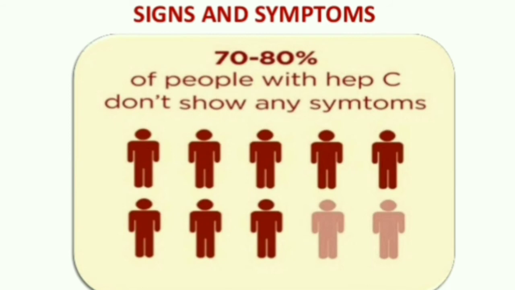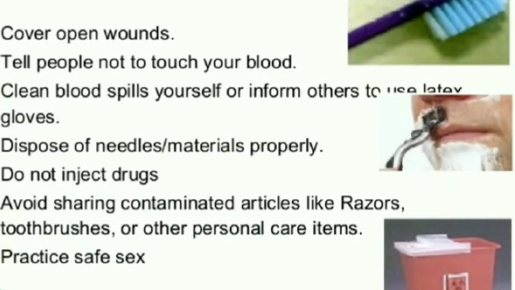So what are the different methods in which we can prevent the spread of hepatitis C? By covering an open wound, by telling people to not touch your blood and clean blood spills yourself, or inform others to use latex gloves, and dispose of needles or other materials properly. Do not inject drugs. Avoid sharing of contaminated articles like razors, toothbrushes, or other personal care items, and also by informing people to practice safe sex.